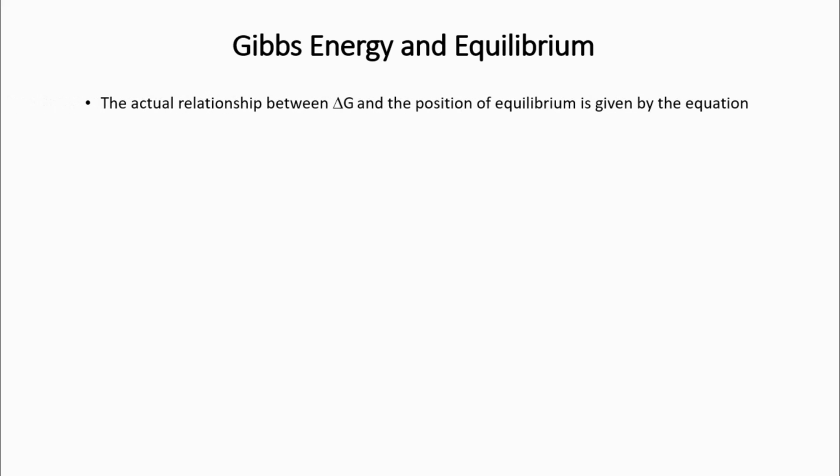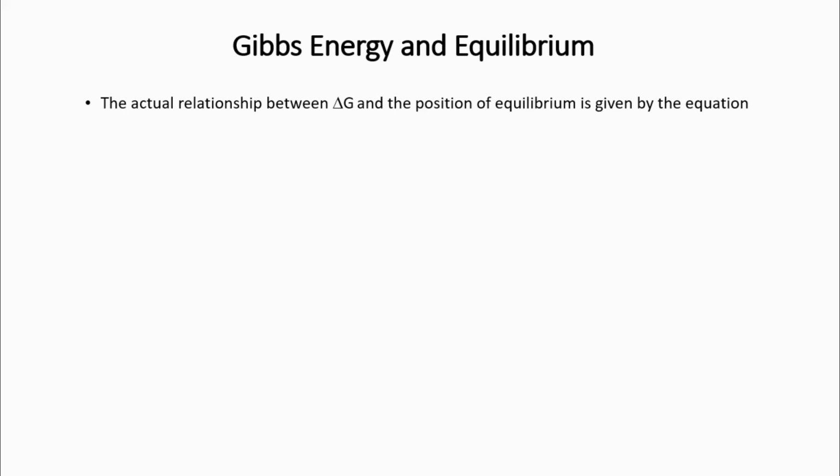There's a relationship between Gibbs free energy change and the equilibrium constant, and this basically allows you to use the Gibbs free energy change to calculate the equilibrium constant, and since the equilibrium constant is related to the concentration or activity of products to reactants, this is something significant.